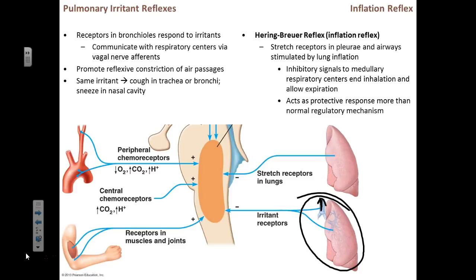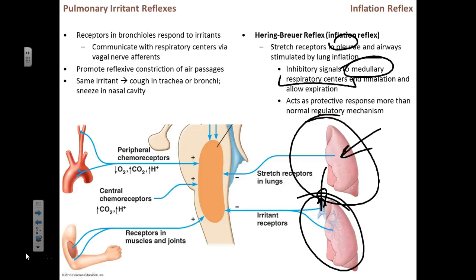Interesting reflex, the Hering-Breuer reflex, is mediated by the stretch receptors that are located in the pleura and in the airways. What happens is when you inhale, pleura stretches and airway stretches. It sends the inhibitory impulse to the respiratory center in the medulla, so inhalation ends.